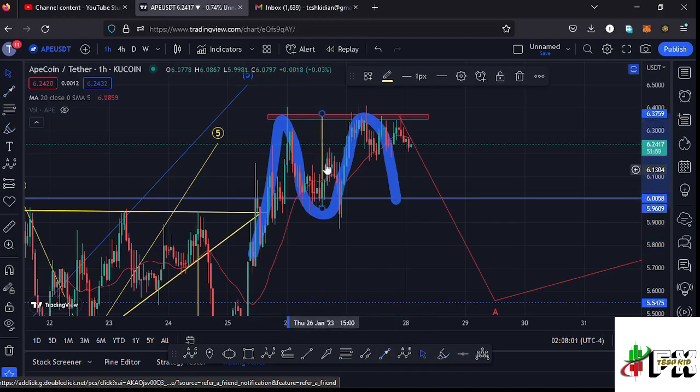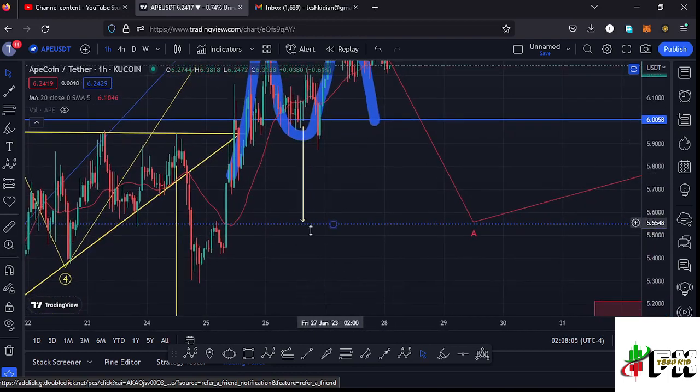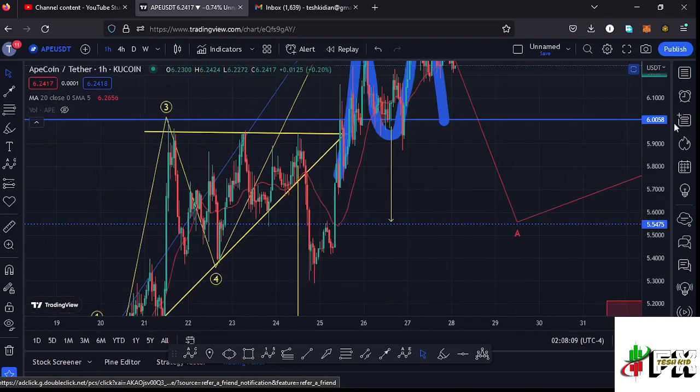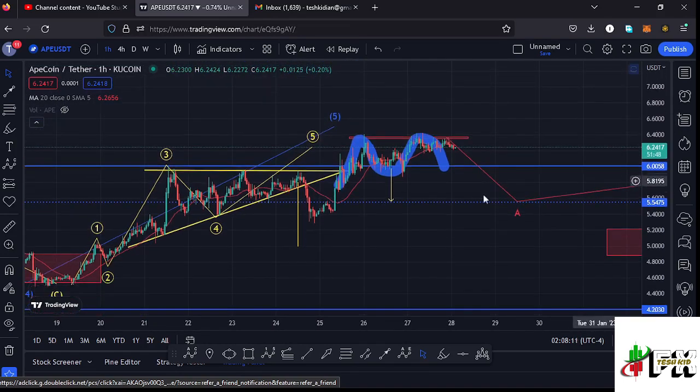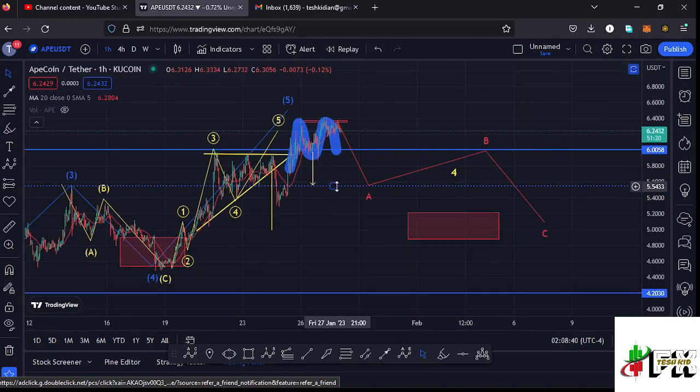So we can get that height and then place it below the neckline, and that gives me a minimum target area back to around the $5.56 mark, and that is the minimum that I would expect that breakout to the lower side to do. And that move will be taking us back to the high that we made at around the $5.5433 mark, and also fully support the formation of this wave 4 to the lower side.